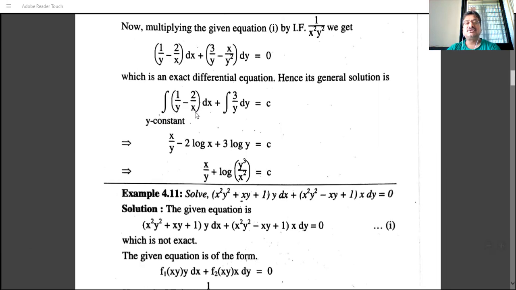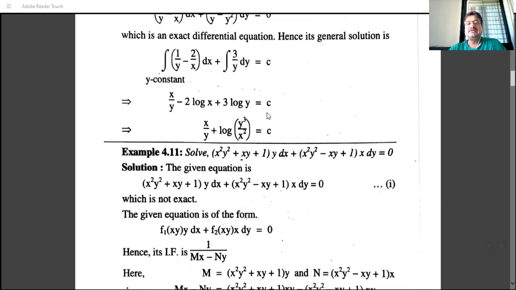Then what is 1 by y? 1 by y is constant, and the integration of any constant is constant into variable. So the integration of 1 by y is 1 by y into x, because x is the variable. The 2 is a constant, and the integration of 1 by x is log x by the rule, plus 3 is constant, and the integration of 1 by y with respect to y is log y, equal to c.